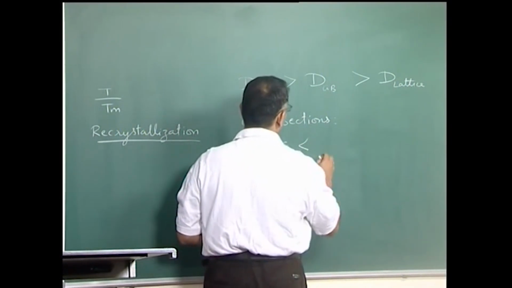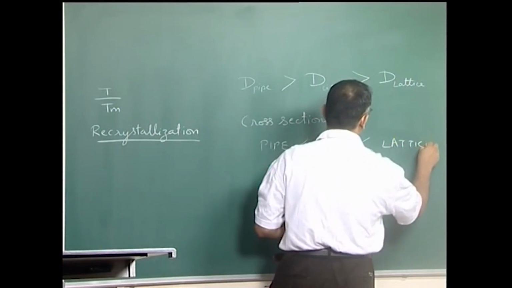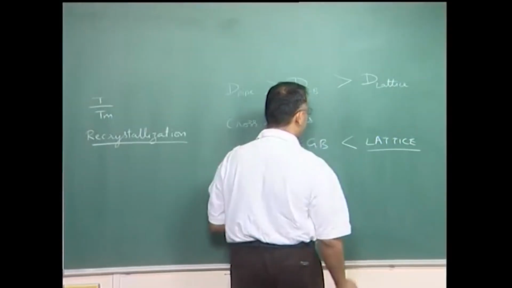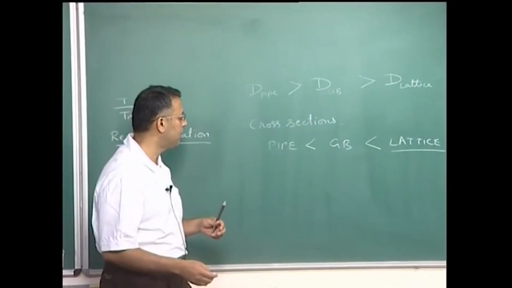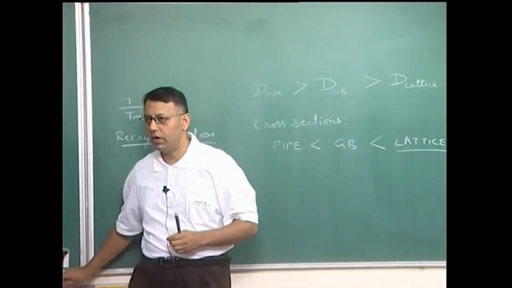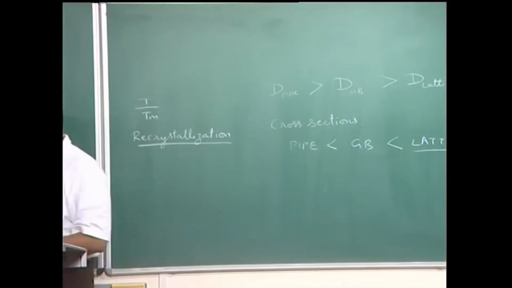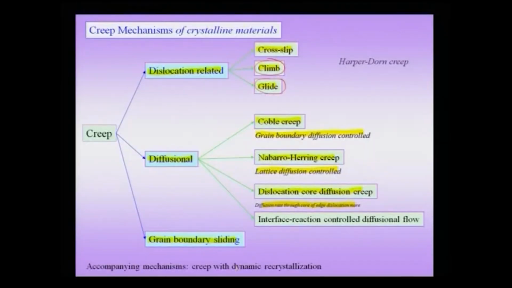for pipe is the smallest, followed by grain boundary, followed by lattice. So, in normal materials you would notice that it is lattice diffusion which is going to be prominent at normal grain sizes and normal temperatures, but then at different strain rates and different temperatures, other phenomena can also become important, especially in nanocrystalline materials. And there it is important to note, like in the case of creep and superplasticity, there are accompanying mechanisms which can't be ignored, like dynamic recrystallization, which play an important role.